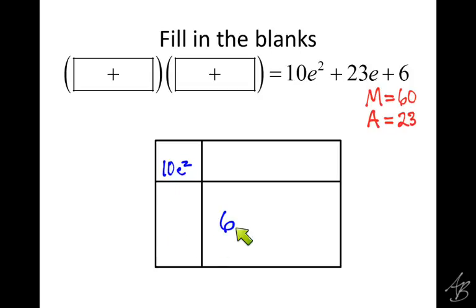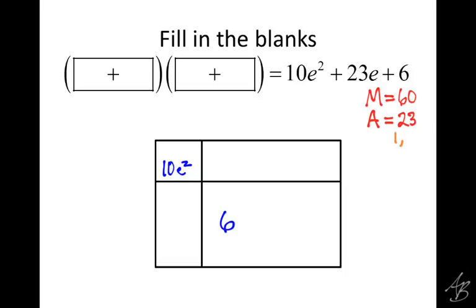Let's just forget about the area model right now. Let's forget about this expression here. Let's focus on this. We're looking for two numbers that when I multiply them together, I get 60. And when I add them together, I get 23. All right, so let's just start making a list of factor pairs.